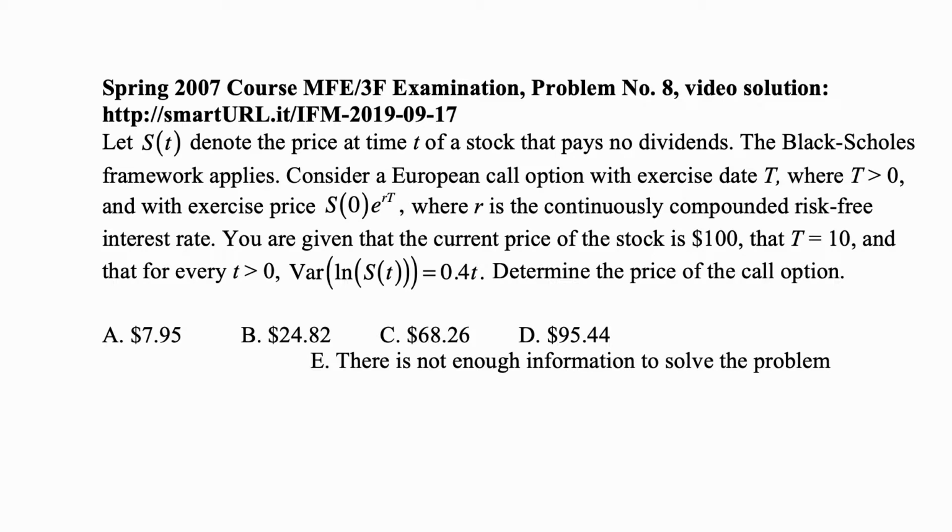Here's a problem for today for exam IFM. Let S of t denote the price at time t of a stock that pays no dividends. The Black-Scholes framework applies. Consider a European call option with exercise date t, where t is positive, and with exercise price S of 0 times e to the rt, where r is the continuously compounded risk-free interest rate. You are given that the current price of the stock is $100 and t is 10, and that for every t greater than 0, the variance of the natural logarithm of S of t is equal to 0.4t. Determine the price of the call option.